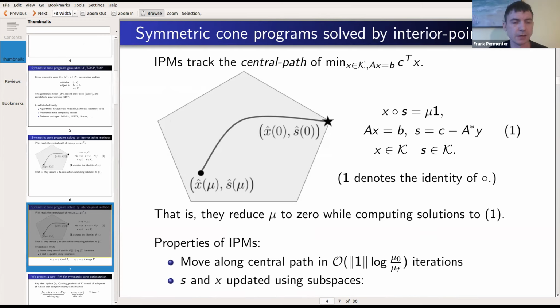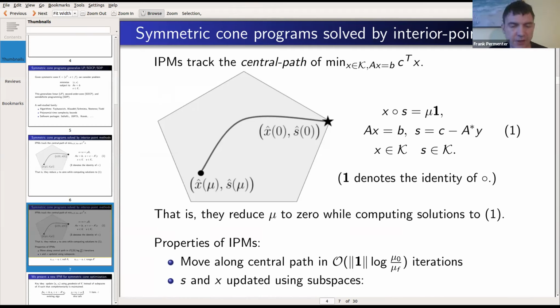Okay, so what are some key theoretical properties of interior point methods? Well, we can bound the complexity it takes to move along the central path using the norm of the identity element and the log of the update to the perturbation parameter mu, or centering parameter mu, it's also called. So this says that the number of iterations it takes to move along the central path is bounded above by the log of the change in mu times the norm of the identity element.